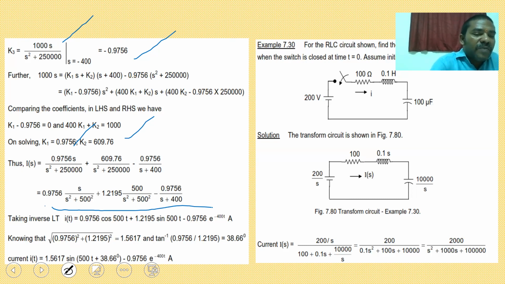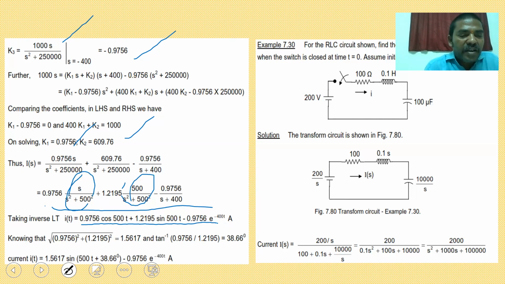So this term gives cos 500t, this term gives sin 500t. So that we are getting 0.9756 cos 500t plus 1.2195 sin 500t minus 0.9756 e power minus 400t amperes.